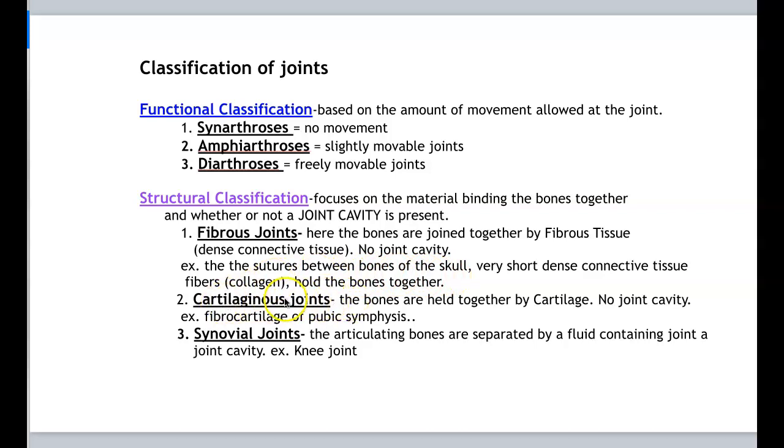Cartilaginous joints. The bones are held together by cartilage. And again, there is no joint cavity. There's no space in between the bones. An example would be the fibrocartilage that you saw in your pubic symphysis. And lastly, the synovial joints. Here, the articulating bones are separated by a fluid space. It's a fluid-containing space. It is a joint, and it does have a joint cavity. That is the space. An example would be your knee joint.